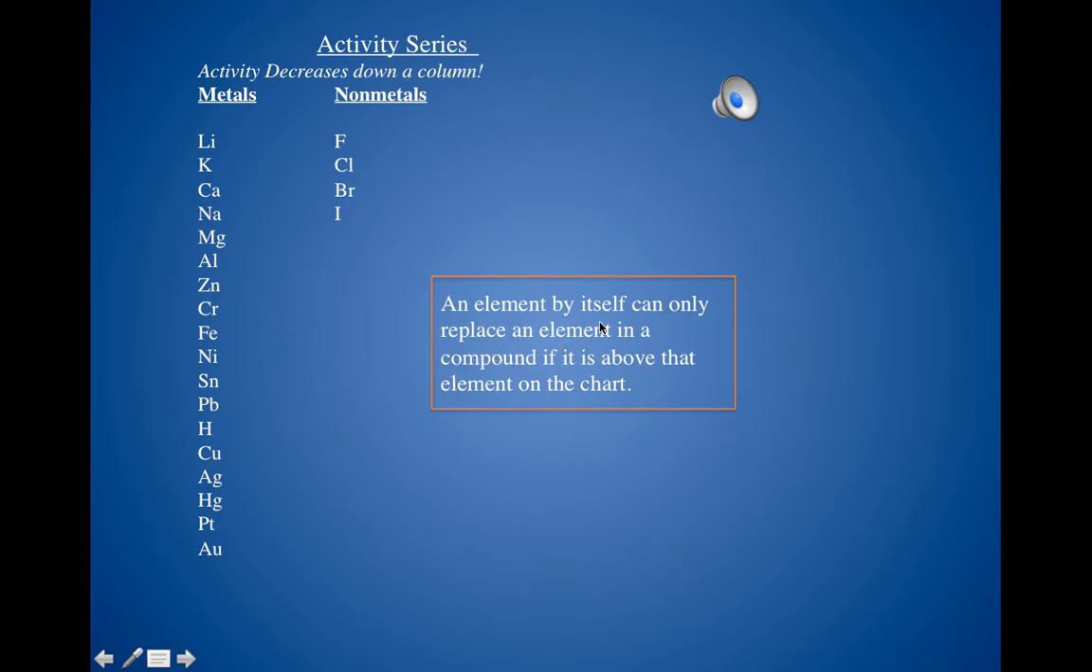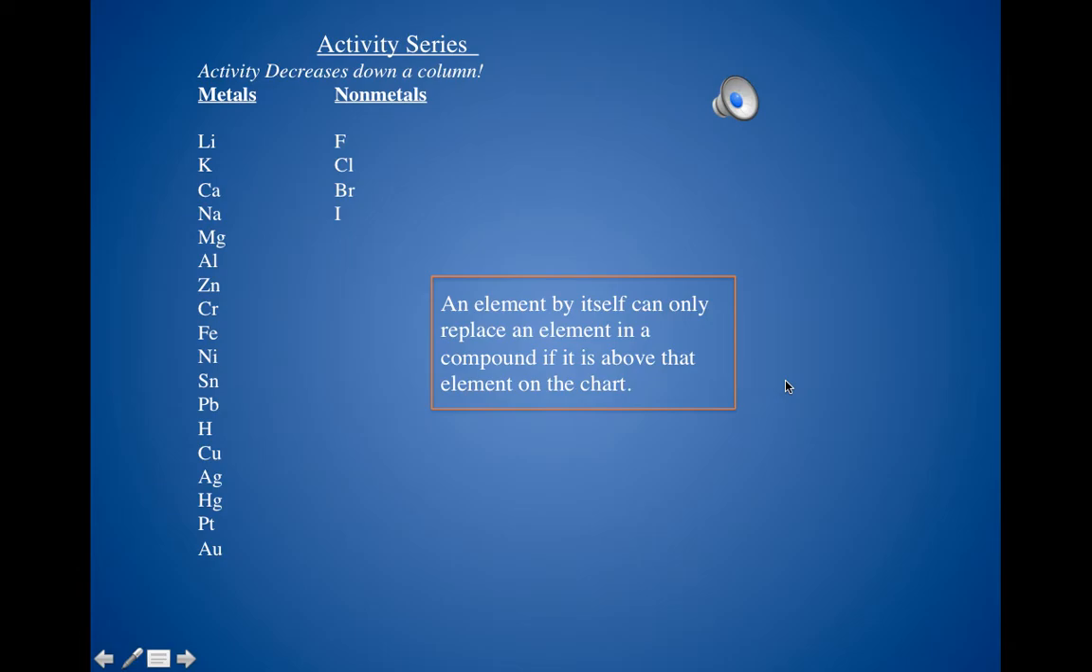An element by itself can only replace an element in a compound if it is above that element on the chart. And this is the chart. And this is an amazing sentence because it had 3 two-letter I words in a row. So I was quite impressed by that. Make sure you copy that out.